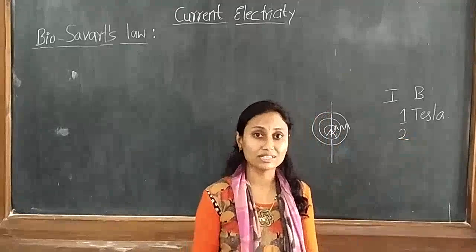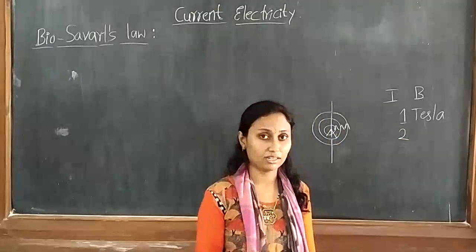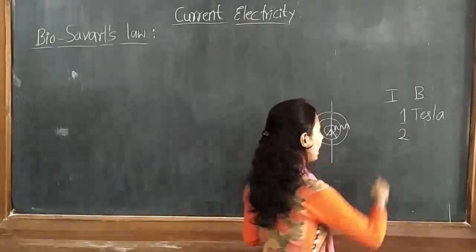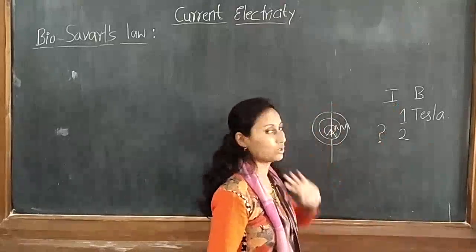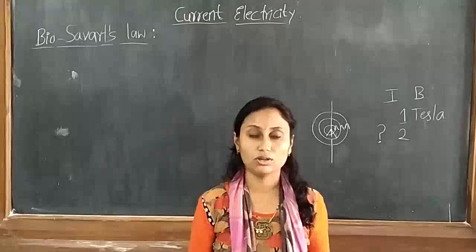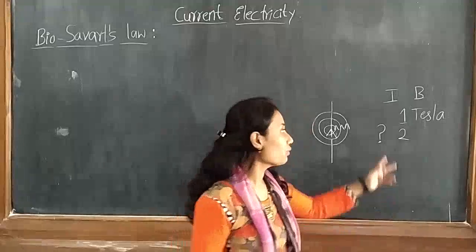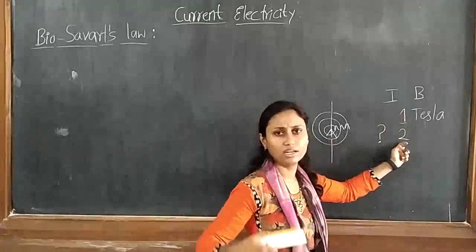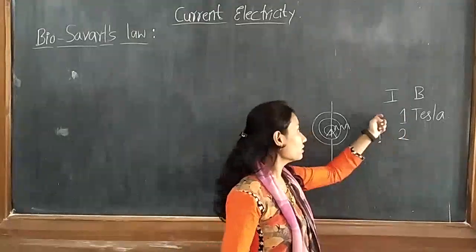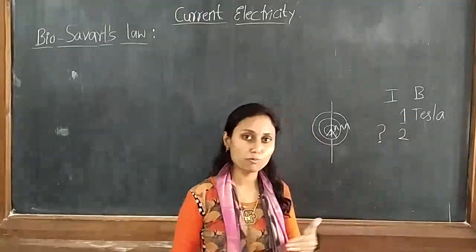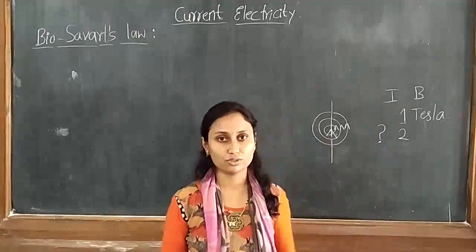If I want to increase the magnitude of the magnetic field to 2 Tesla, then how much current should I pass in the circuit? That is my first question. If you want to increase the magnetic field, it may be by any amount, then how much current should we pass in the circuit? This is the first question.